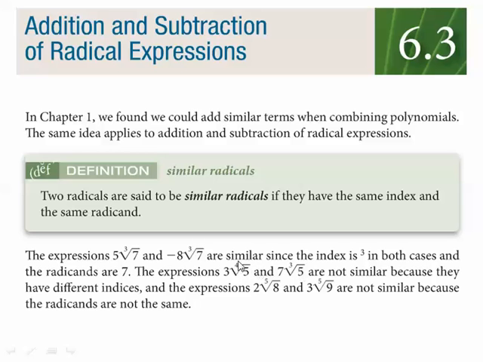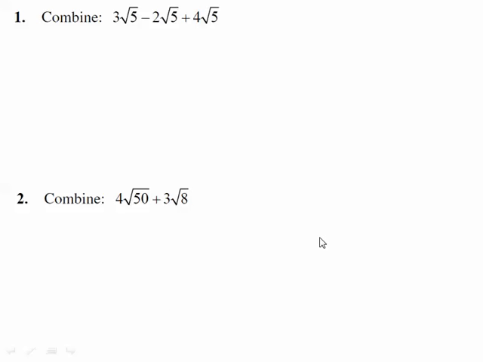You can have a 5 inside there, but one is a 4th root, one's a 3rd root. So nah, that's not going to work because they have to have the same index. The other way it fails, you could have the same index, but the numbers inside the radical are different. So 8 and 9, nah, they're not the same anymore. So let's go to it. That's sort of the concept there.